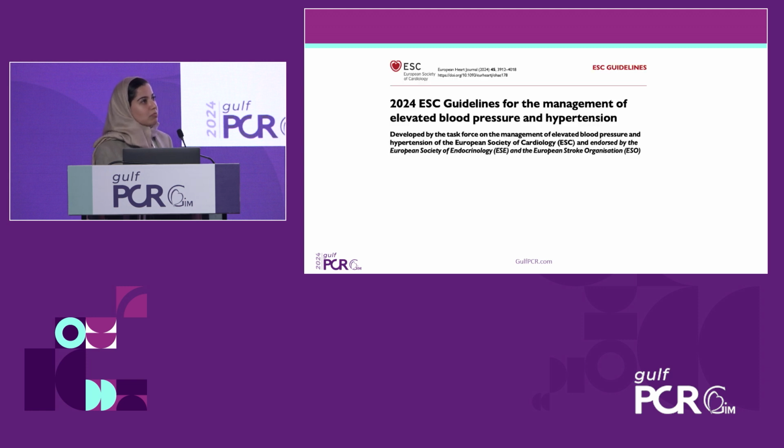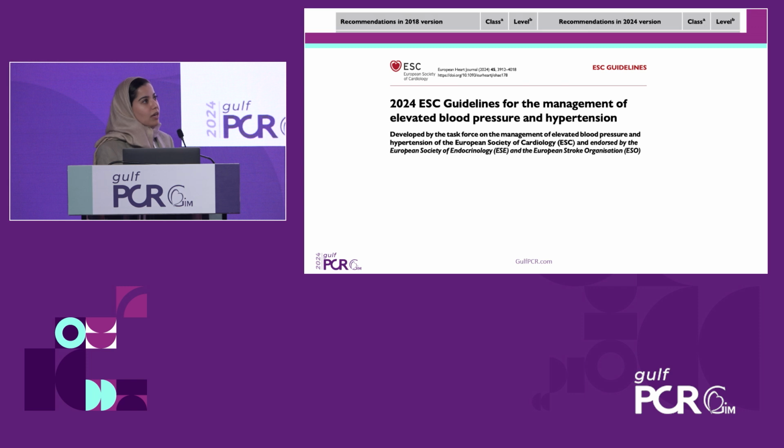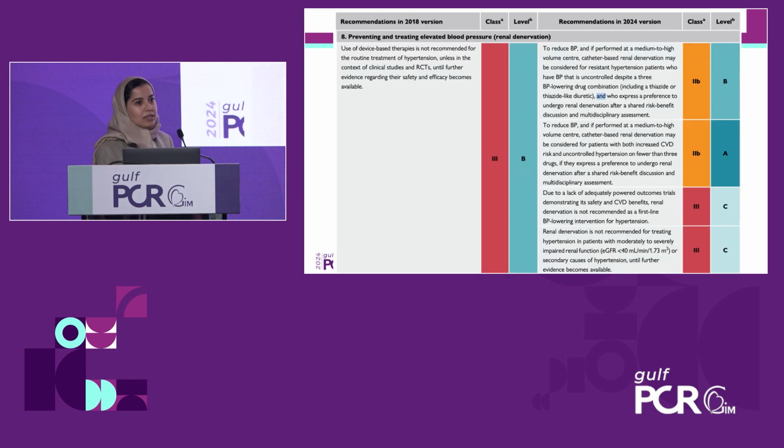If we briefly talk about the guidelines, in 2018 it was not recommended because we really didn't have much data, after what we discussed earlier, the old sham-controlled trials. But with the recent data, in 2024 there are 2 main indications, with a class 2B recommendation. One, if you have resistant hypertension on 3 medications, including a thiazide. And two, if you have uncontrolled hypertension, even on fewer than 3 medications, in high-risk patients, given that this decision should be made with the patient in the setting of a multidisciplinary assessment beforehand.